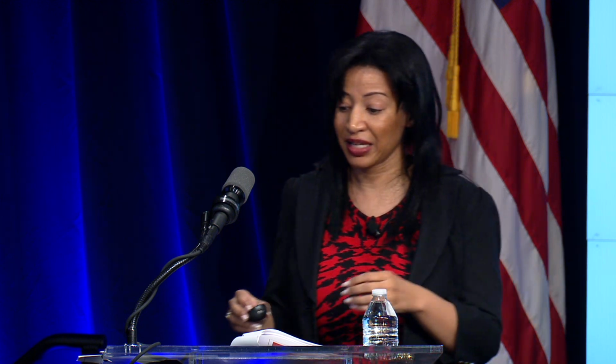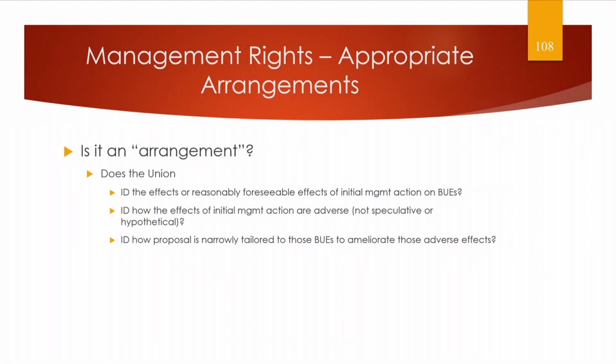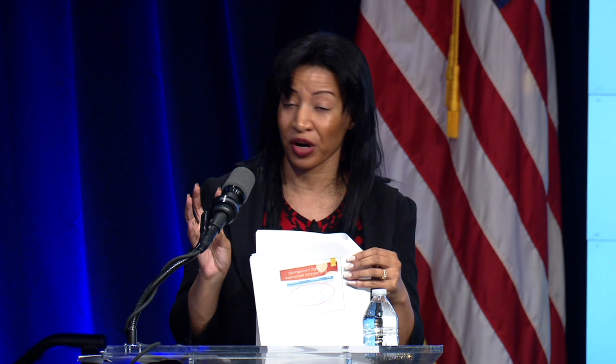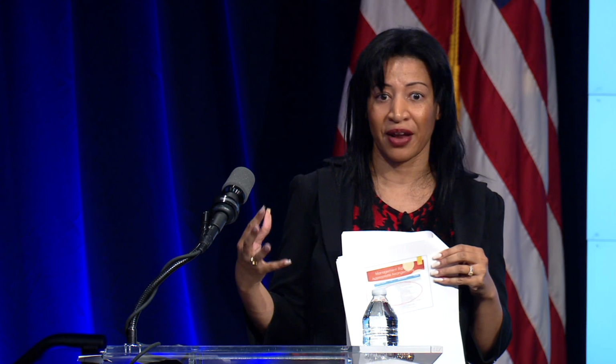So one of the first things you want to look at is, is it an arrangement? So you ask yourself, does the union identify the effects or reasonably foreseeable effects of the initial management action on bargaining unit employees? Second, does the union identify how the effects of the initial management action are adverse? And it can't be speculative or hypothetical. They really need to be able to show an adverse impact on employees. And then identify how the proposal is narrowly tailored to those bargaining unit employees to ameliorate those adverse effects.